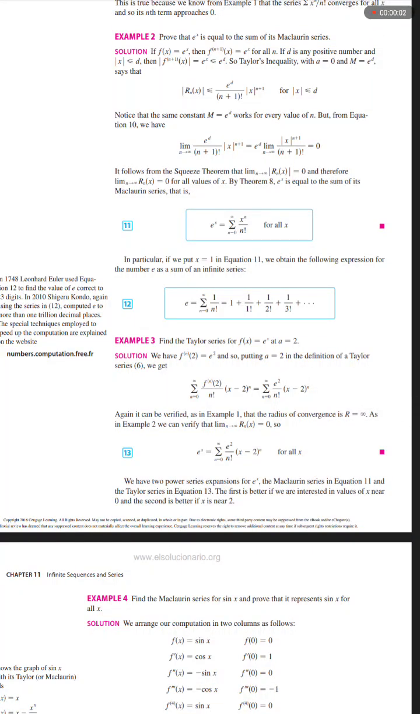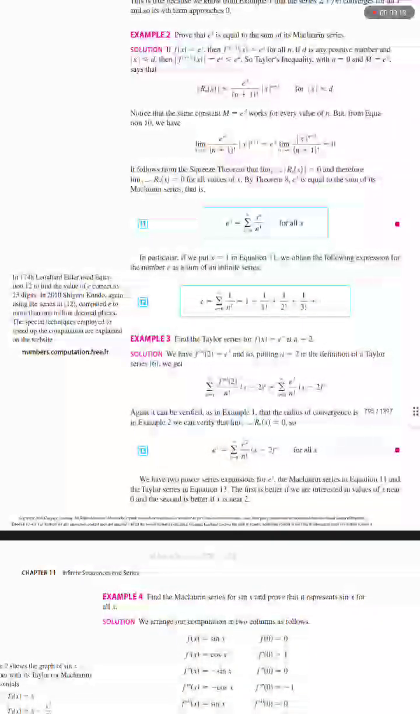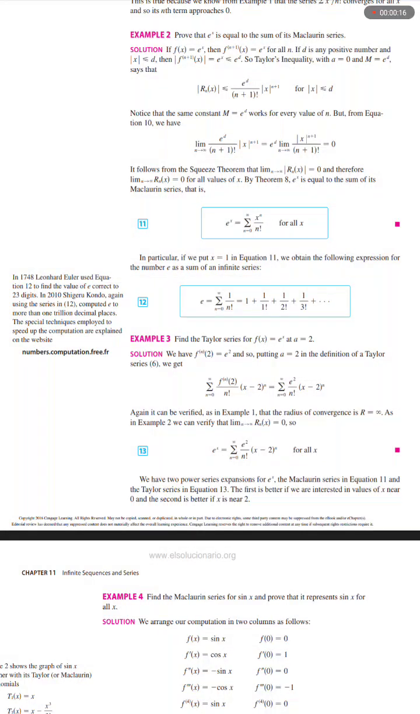Example 2: Prove that e to the power x is equal to the sum of its Maclaurin series. Solution: if f(x) = e^x, then the (n+1)th derivative of f(x) equals e^x for all n.